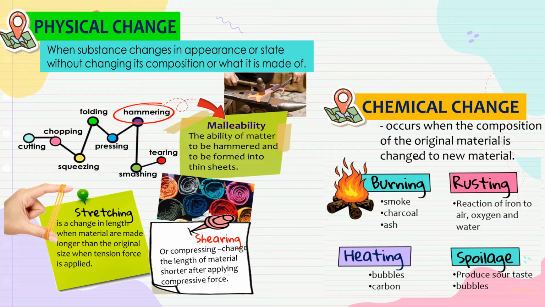Spoilage, or rotting food, just like the strawberry in the picture. It produces a sour taste and bubbles, and decaying food. So, physical and chemical change.